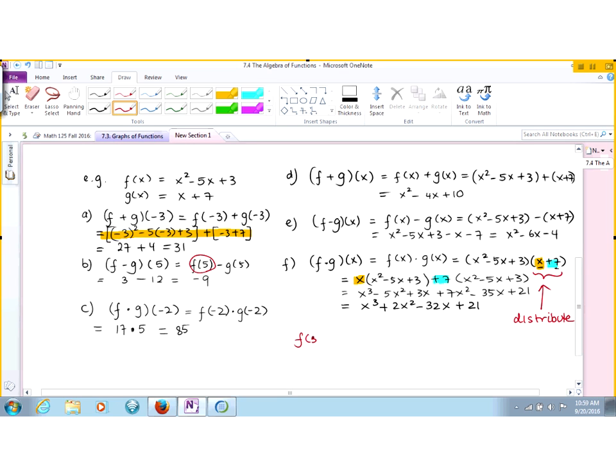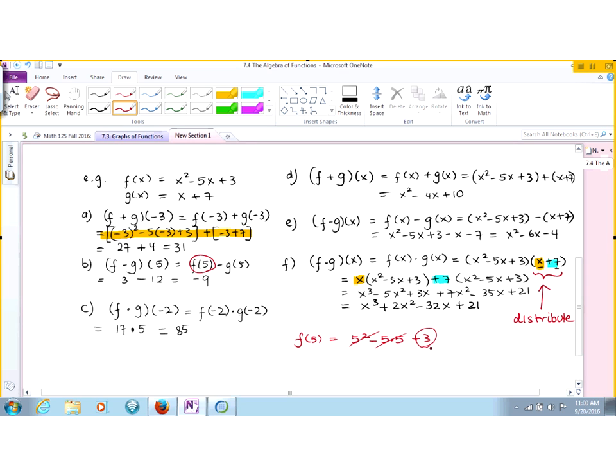So, okay, let me write it here. So, f of 5 is 5 squared minus 5 times 5 plus 3. Oh, I don't have 50, I'm sorry. It's 25 minus 25. Is that what you're asking? No, it's not 50. It's 25. Okay, this one cancels. So it is just 3.